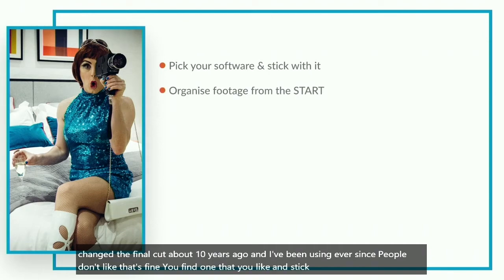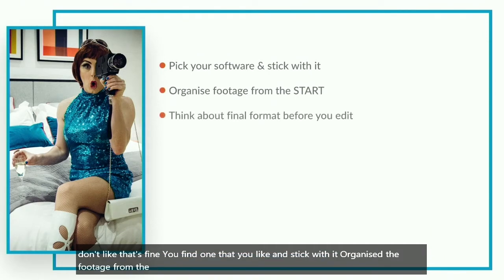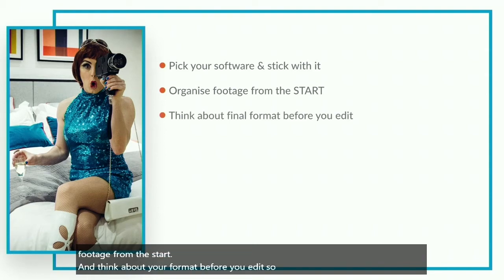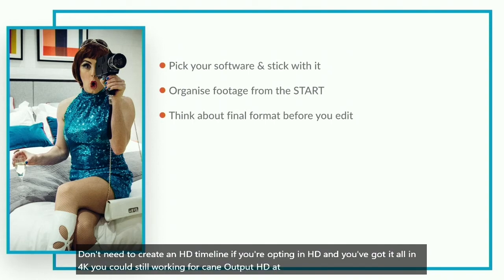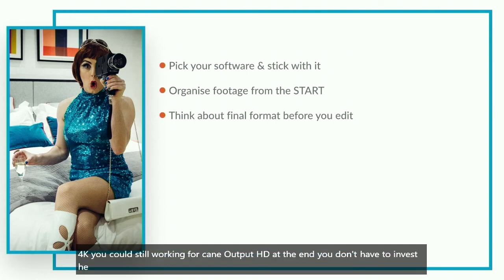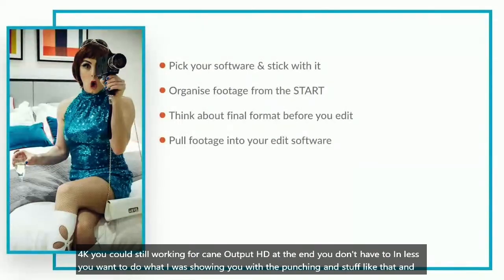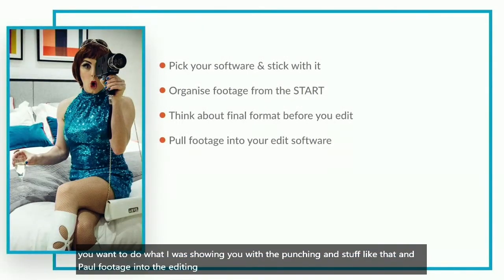Organize the footage from the start, and think about your format before you edit. So organize your timeline and use the majority of footage format that you've shot. If it's all 4K and you're outputting 4K, you don't need to create an HD timeline. If you're outputting in HD and you've got it all in 4K, you could still work in 4K and then output at HD at the end. You don't have to, unless you want to do what I was showing you with the punching in and stuff like that. Pull footage into the edit software, and organize it even on your hard drive before you pull it in.